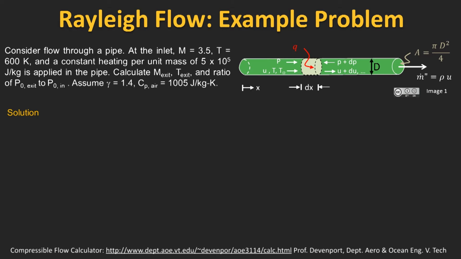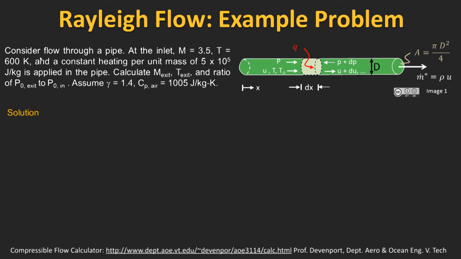Just like we did for the flow with friction, we are able to apply the mathematical expressions that we got for Rayleigh flow, or flow with heat addition, and use them to compute variables downstream in the pipe if we are given inlet conditions. Let's show that through this example.